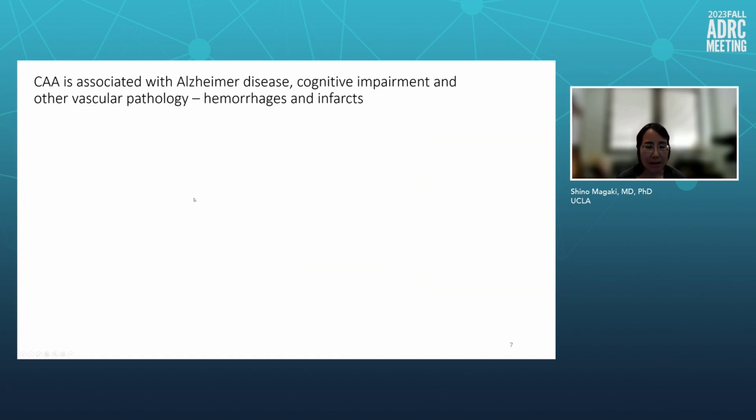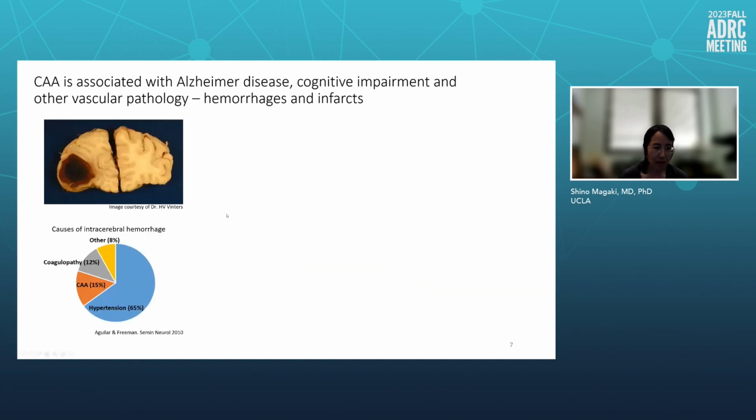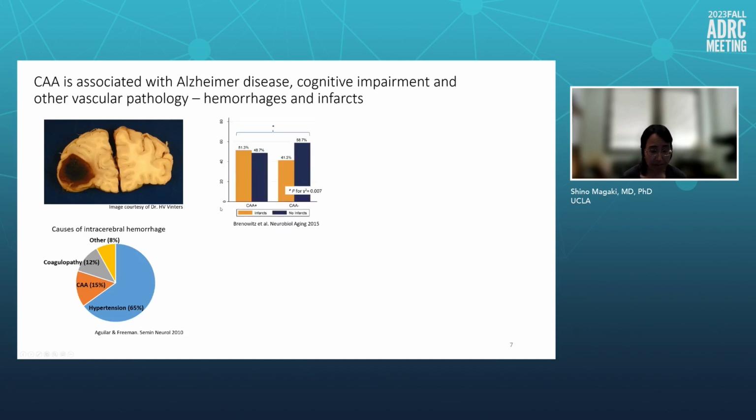So focusing on one of the important lesions, CAA, that's seen in the majority of individuals with Alzheimer's disease, although it can be seen in individuals without. It's independently associated with cognitive impairment and increases the risk for hemorrhage. It's the second most common cause of hemorrhage, and causes large superficial lobar hemorrhages. But it also increases the risk for ischemic infarcts.